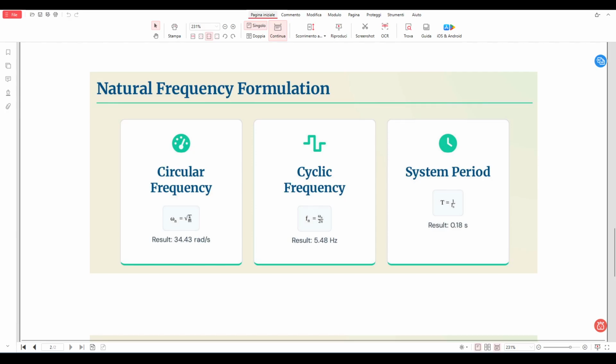After, we can calculate the natural frequency. The circular frequency is equal to 34.4 radians per second. The frequency is 5.48 Hertz, and the system period is equal to 0.18 seconds.